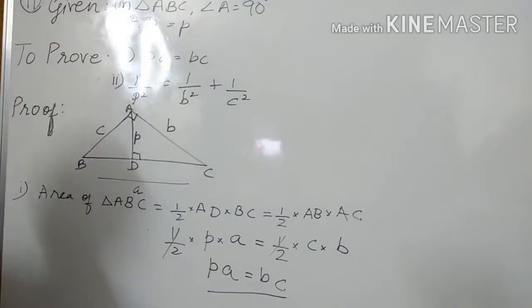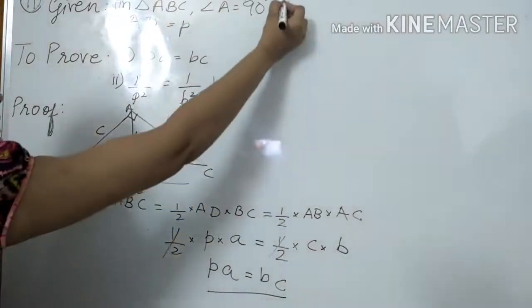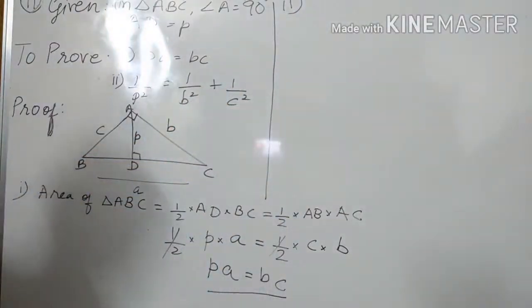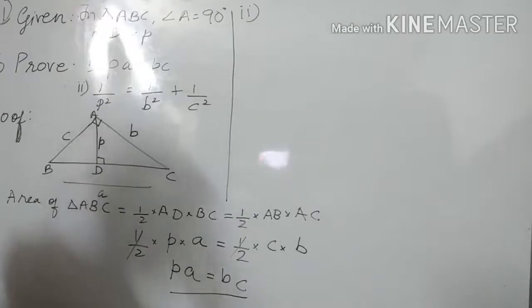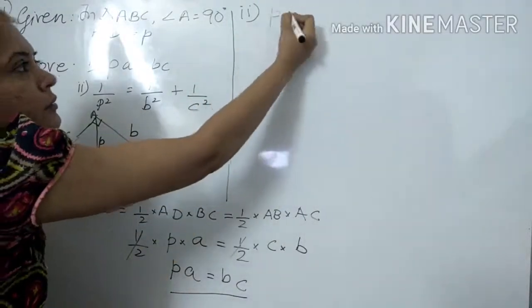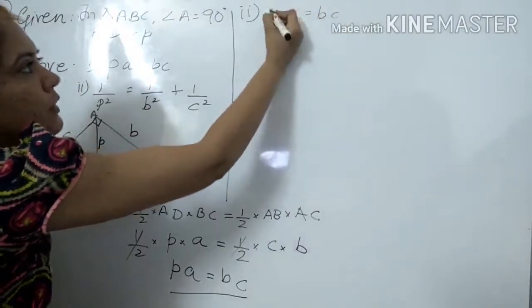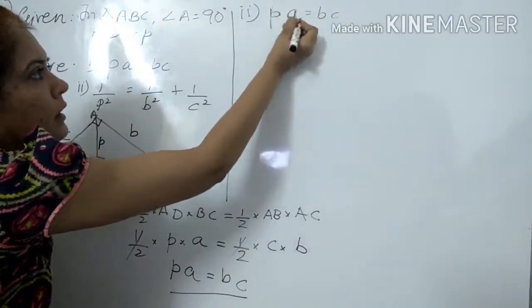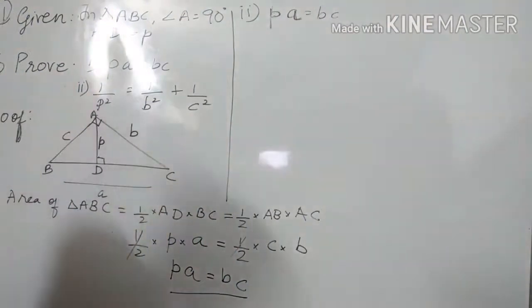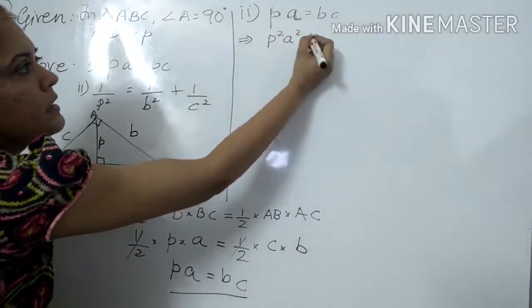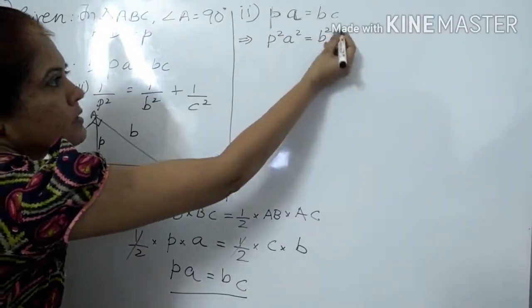Now let us start with our second proof. I will start writing here second proof. So for the second proof, we have to start with, first of all, whatever we have proved in our first part, that is PA is equal to BC. Whatever we have proved, that I am writing again. PA is equal to BC. Now I am taking squaring on both the sides. So I will write P square A square is equal to B square C square.